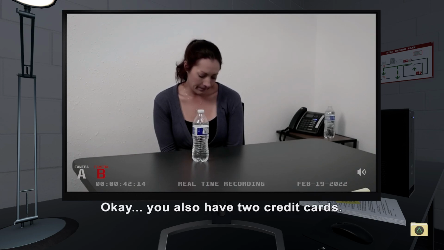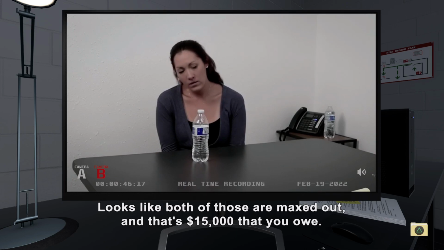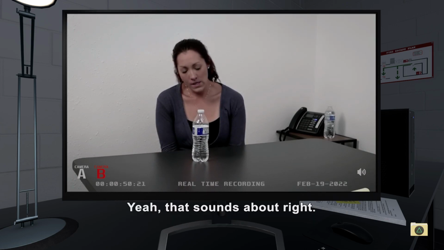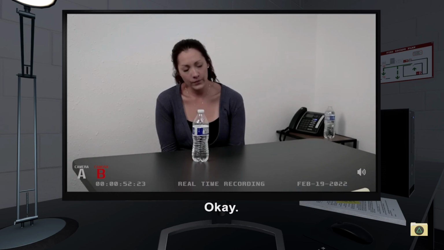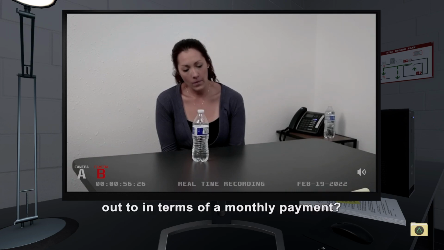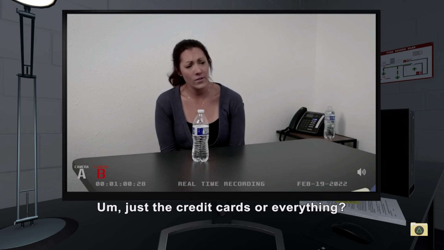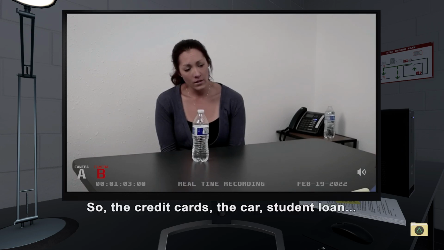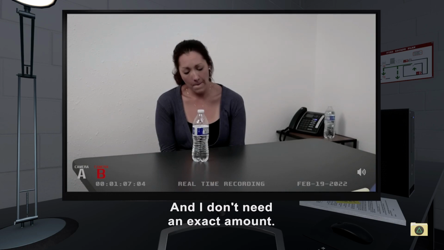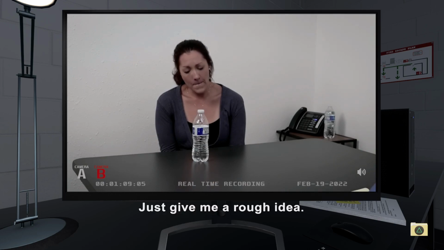Okay. You also have 2 credit cards. Looks like both of those are maxed out, and that's $15,000 that you owe. Is that also correct? Yeah, that sounds about right. 20 grand. What does that work out to in terms of a monthly payment? Just the credit cards or everything? Everything. So the credit cards, the car, student loan, and I don't need an exact amount. Just give me a rough idea.